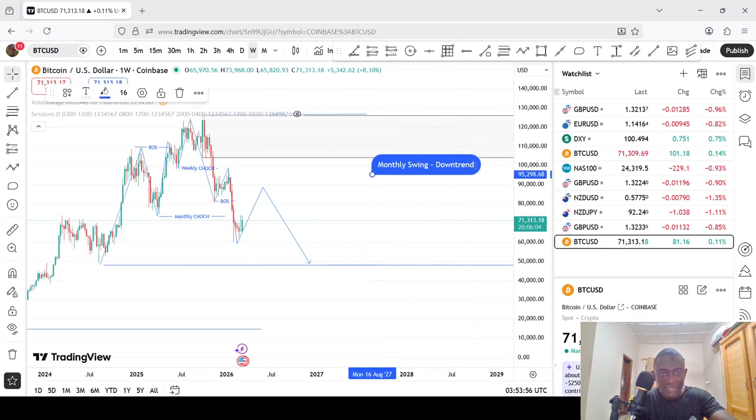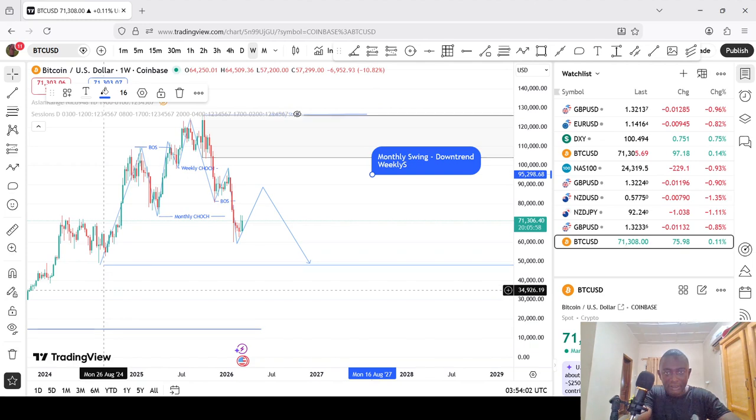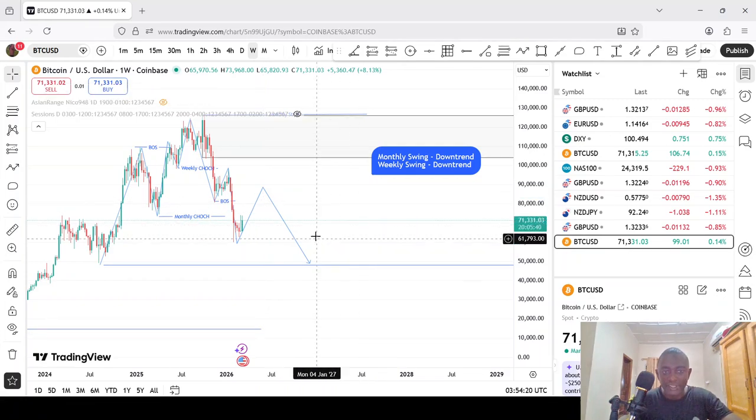So I will just mark here weekly swing. We are expecting price to continue with the swing unless there is a character change that will tell us otherwise. So downtrend like this. Okay, this is how simple the chart is.